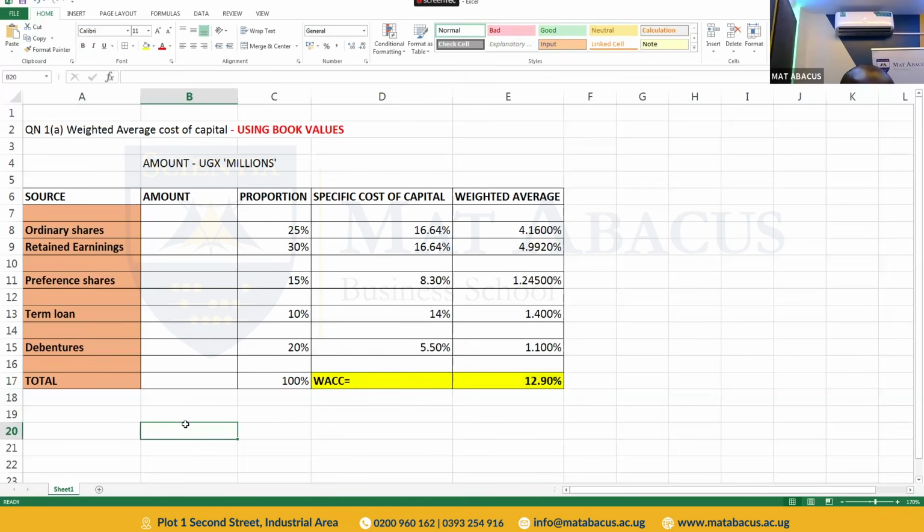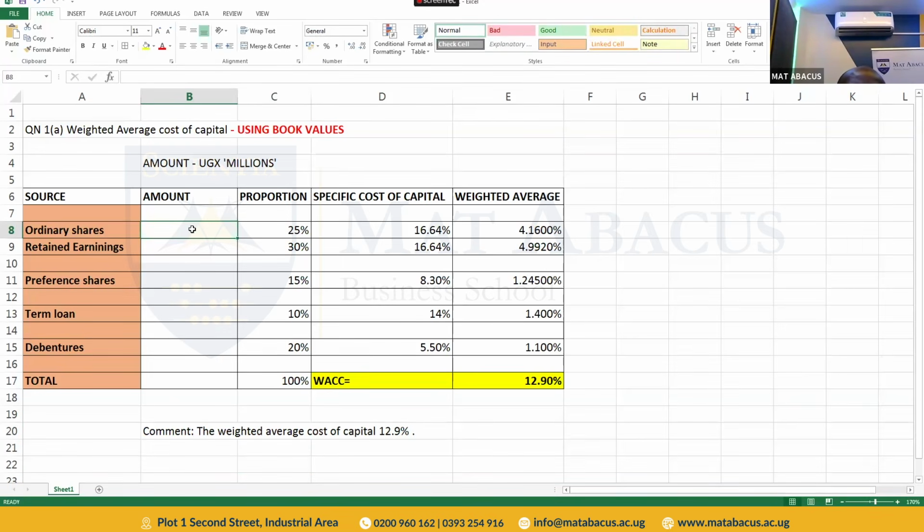You come out of the table and make a comment. You lose a mark for not commenting. And you will say the weighted average cost of capital is 12.9%. Full stop. Don't write much. The examiner will feel happy.